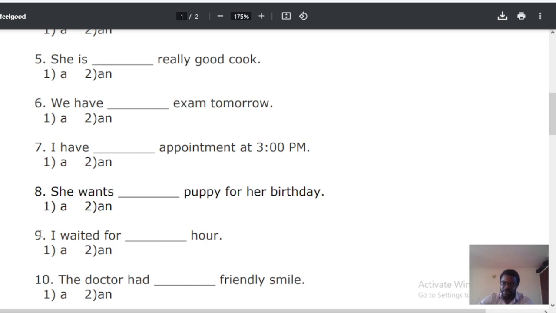Number 9. Don't forget number 9 of this one and number 5 of the other one. Number 10, the doctor had a friendly smile. Because F is what? A consonant. We use a friendly smile. The doctor had a friendly smile.